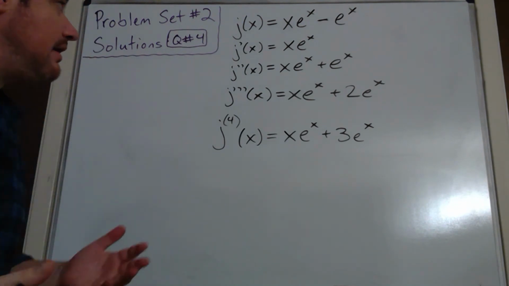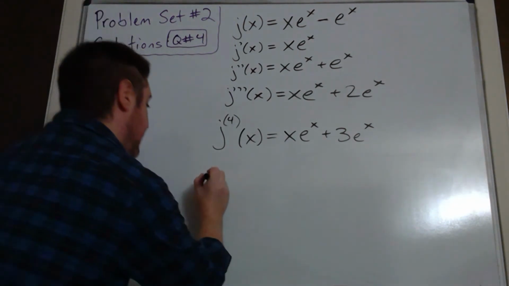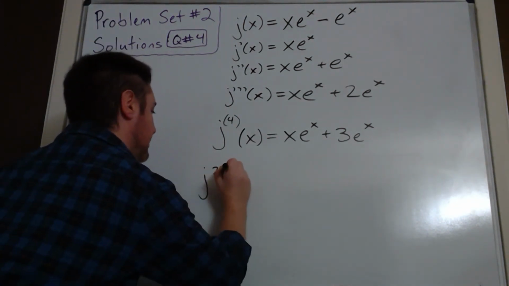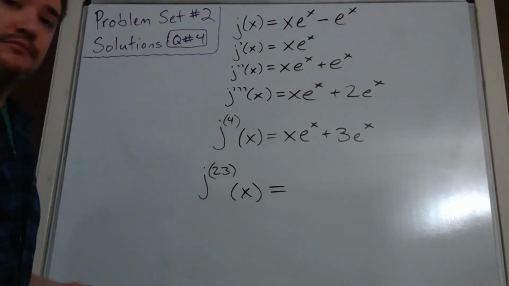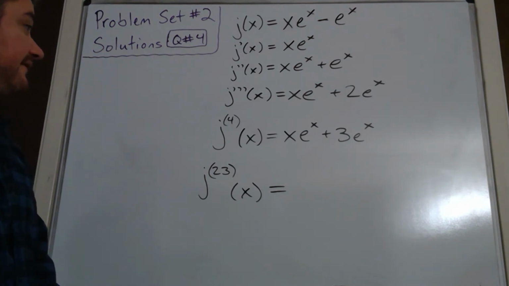Okay. Here comes what I call pattern recognition time. What if I wanted to find the 23rd derivative of j? Right? The 23rd derivative of j.